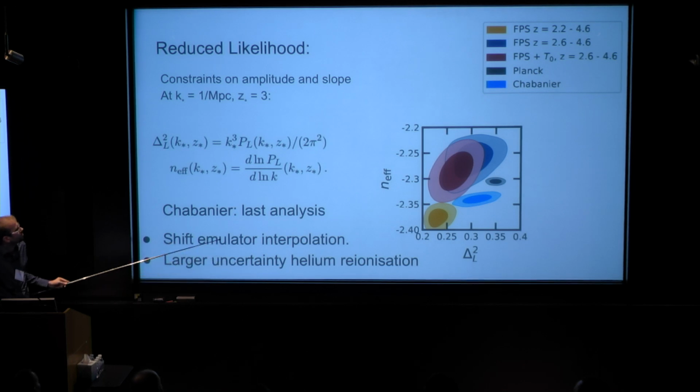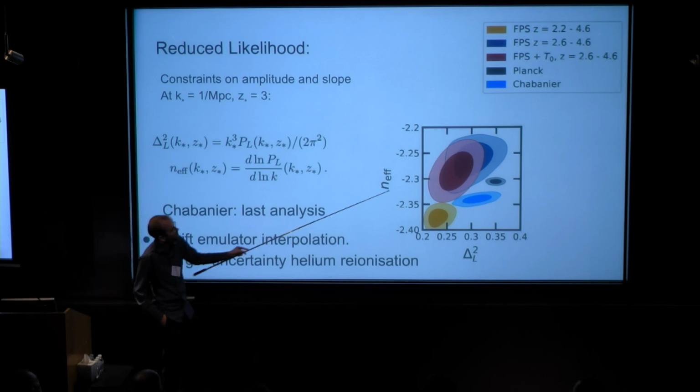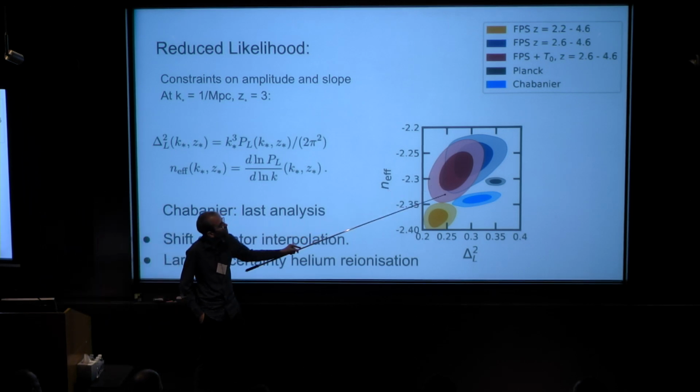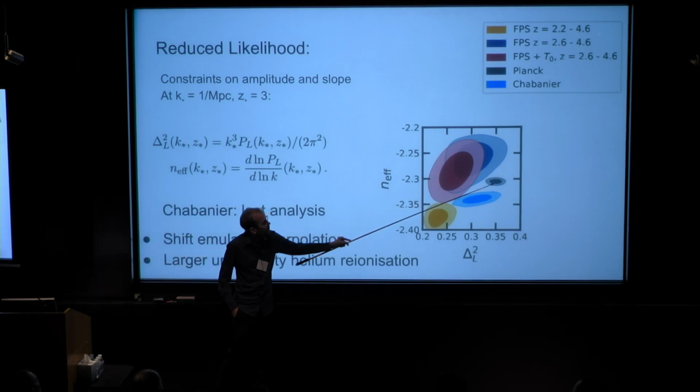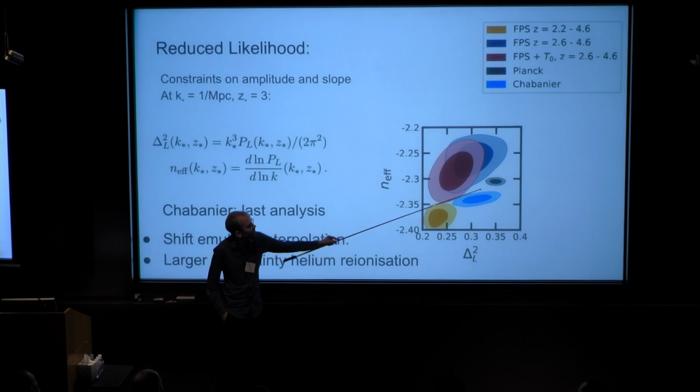It's common to put this on a plot comparing it to these things, which is the amplitude and slope of the matter power spectrum at redshift 3. And this allows you to compare my results, which are this red plot, to the Planck results here, and to previous Lyman alpha forest results.